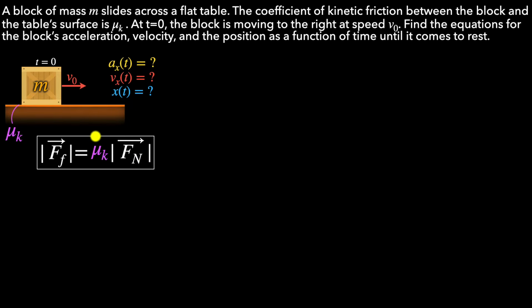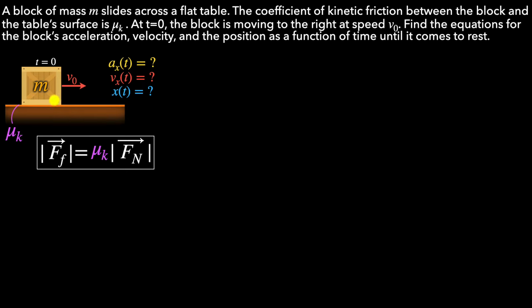And what about the direction of the force? Well, it opposes sliding motion. So in this particular case, the block is sliding to the right, and so the direction of the frictional force would be to the left. Okay, so now that we understand the frictional force, its magnitude and direction, how do we tackle this problem?